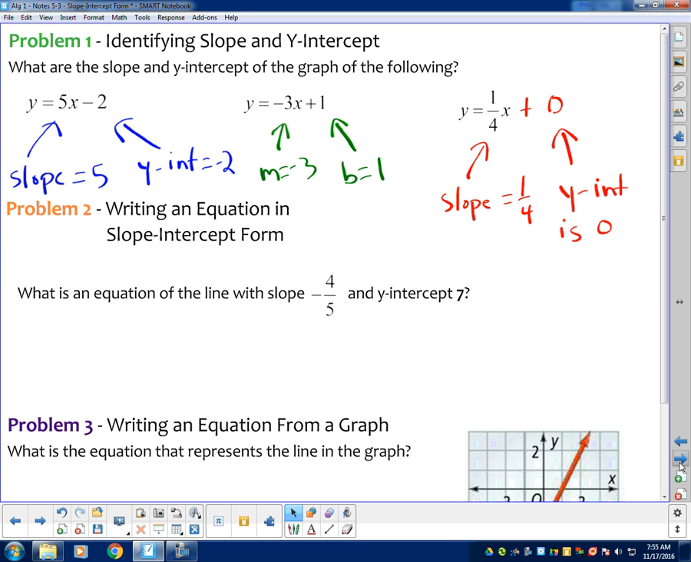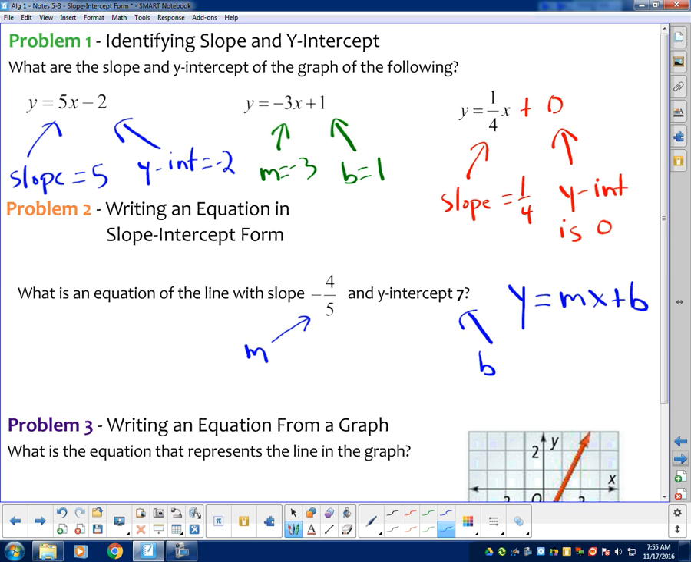All right, problem 2. It says write an equation in slope-intercept form. So we're going to work the other direction. What is an equation of the line with slope negative 4/5 and y-intercept 7? So slope is negative 4/5. That means that's m. Y-intercept is 7. That's b. We've got the equation y equals mx plus b.